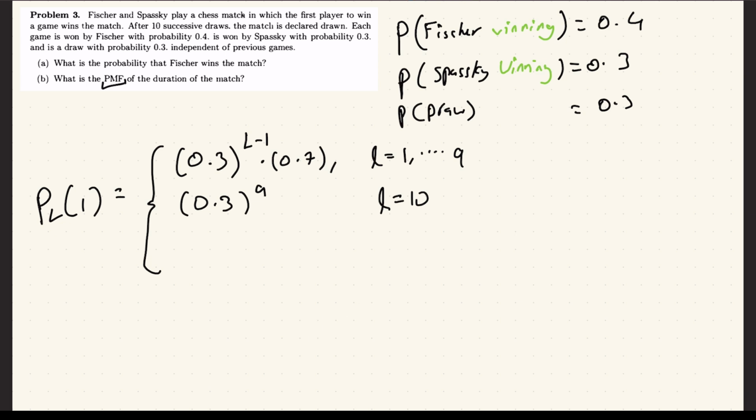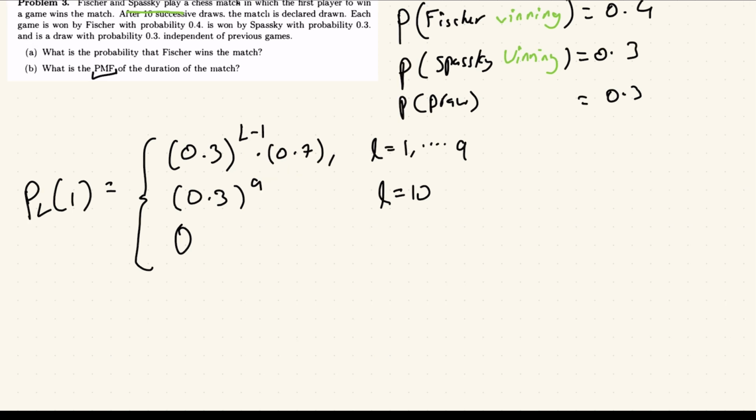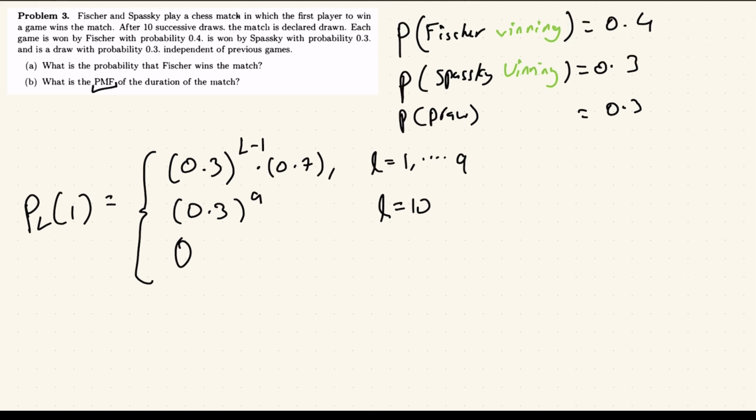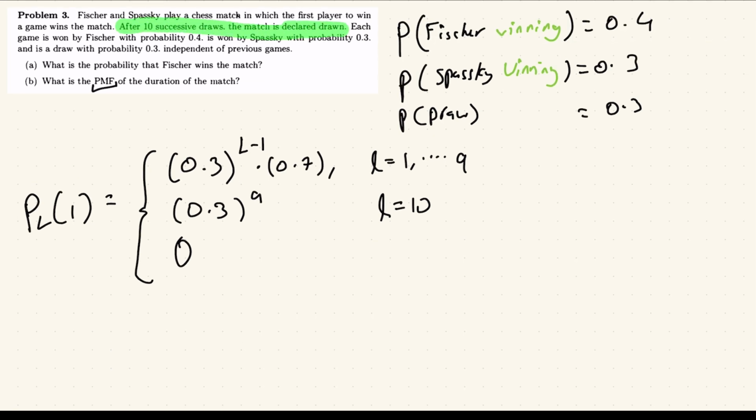Now, let me ask you something. What's the probability of them going to 11 rounds? Well, 0. Because automatically, after 10 rounds of draws, the match is declared drawn, right? So the match ends after 10 no matter what. So the probability of any other thing is 0, right?